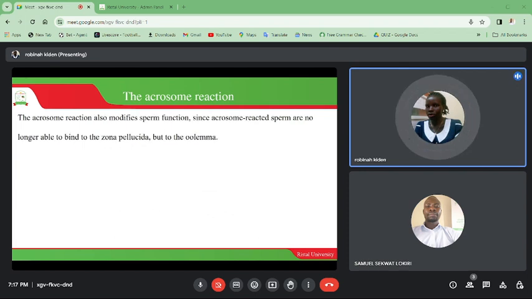So the acrosome reaction also modifies the sperm function. Since acrosome-reacted sperm are no longer able to bind to the zona pellucida, but to the oolemma. So the oolemma is that part of the cell which the other sperm can reach, but they cannot now penetrate into the nucleus of the ovum.